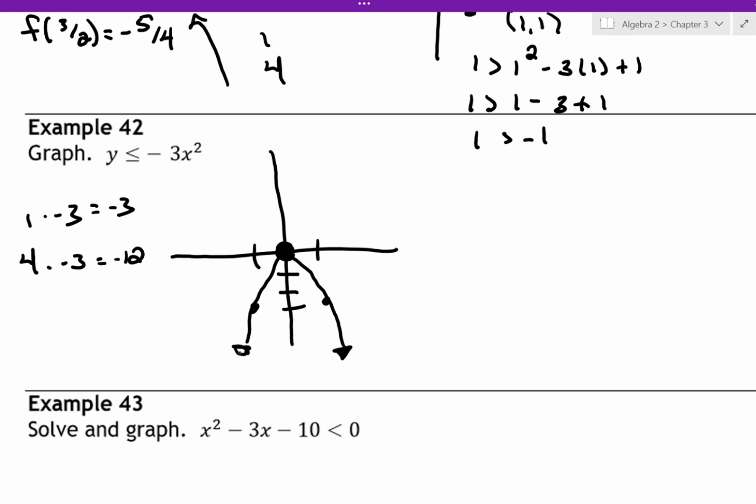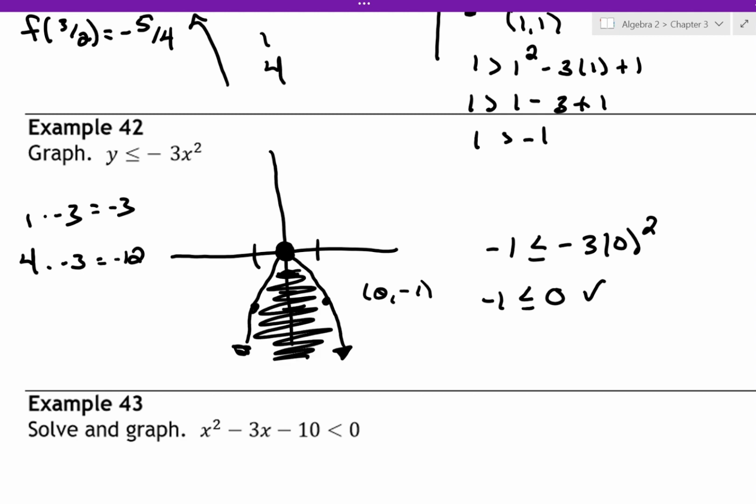And then we have to decide where to shade. We can pick a test point. I'm going to pick out the point, I don't know, 0, negative 1. That's 0, negative 1. If I plug that in, I'm going to get negative 1 is less than or equal to negative 3 times 0 squared. So negative 1 is less than or equal to 0. That's a true statement, so we shade between there.